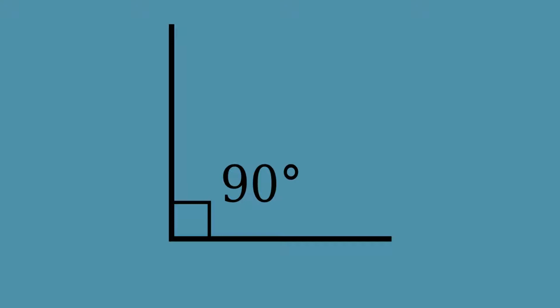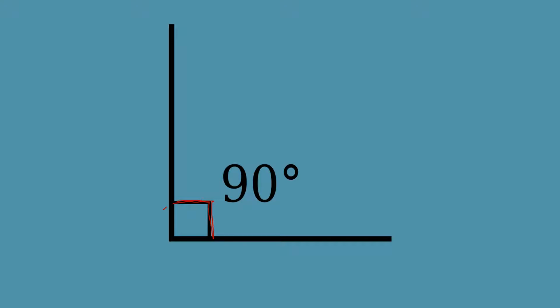So this is a 90-degree angle, commonly known as a right angle. You could also say that when two lines form a 90-degree angle, the two lines are perpendicular. So you can see this little square that's drawn in the corner here. Whenever you see a little square drawn in an angle, that designates that you're dealing with a right angle.